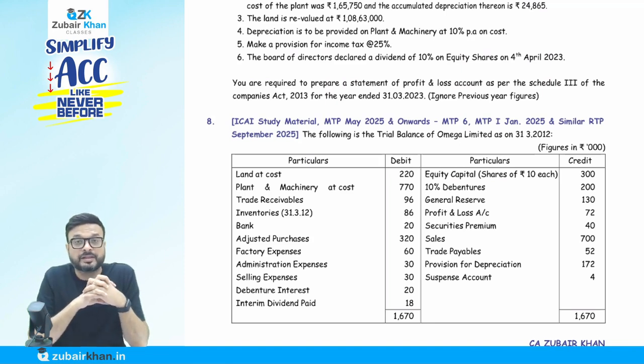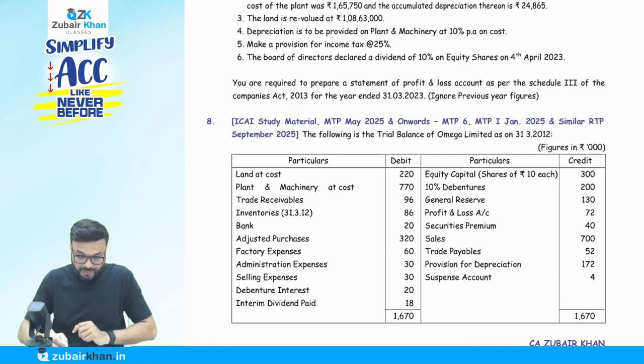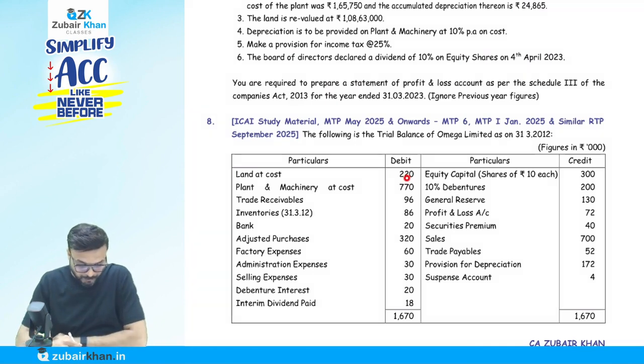The following is the trial balance of Omega Limited as on 31st of March 2012. Rupees in 1000: land at cost 220, plant and machinery at cost 770, trade receivable 96, inventories as at 31st of March 2012 86, bank 20, adjusted purchase 320, factory expenses 60, administrative expenses 30, selling expenses 30, debenture interest 20, interim dividend paid 18.